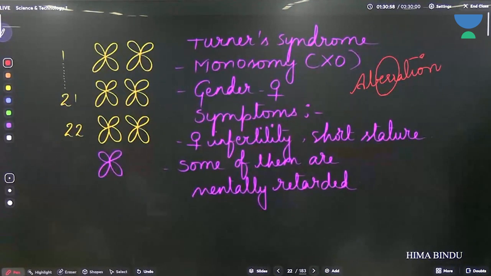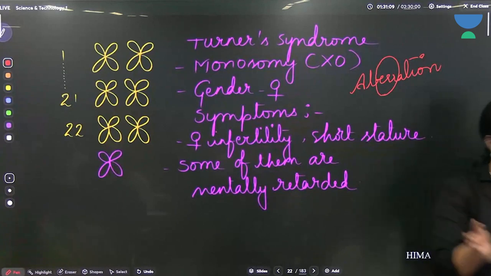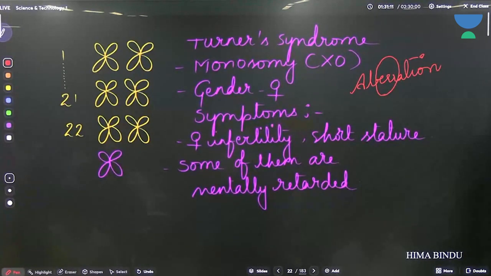But a chromosome has two. When you say only one, that is a chromatid. A chromosome will have two. Once divided, we call it a chromosome. Before dividing, we call it a chromatid.